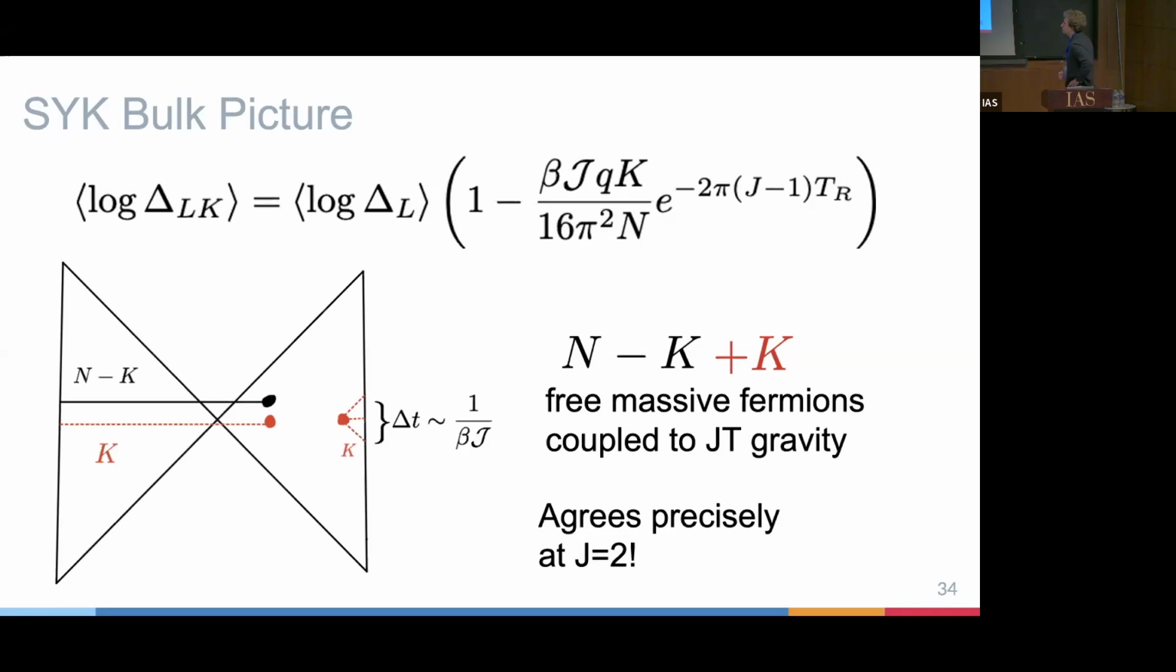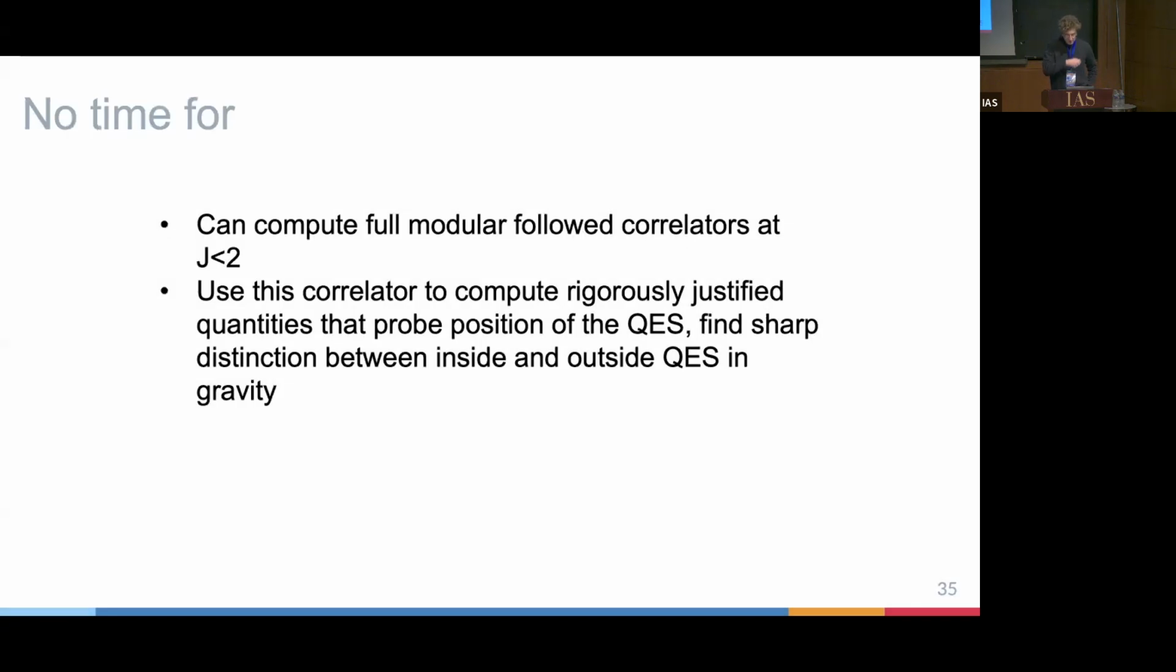This is kind of a strange bulk picture. There are weird aspects to it. So I'm not claiming that this is always the bulk picture, but it seems to give the right answer even up to order 1 coefficients in this case. Okay, that's basically all I had to say. I just wanted to advertise the paper.